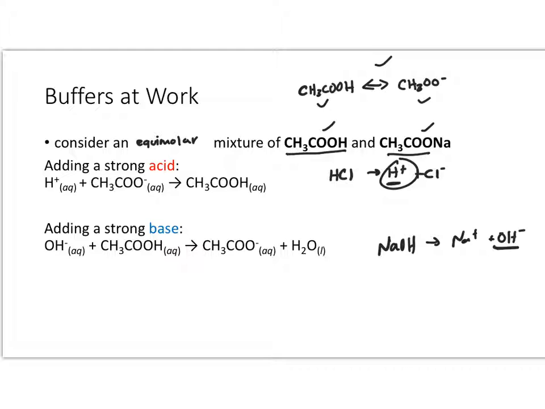So in this case, guys, we've produced more acetate ion. We've decreased the quantity of acetic acid. So the acetate ion will be present in a little bit larger quantity. If I decrease the amount of acetic acid, I'm going to subsequently increase my pH.